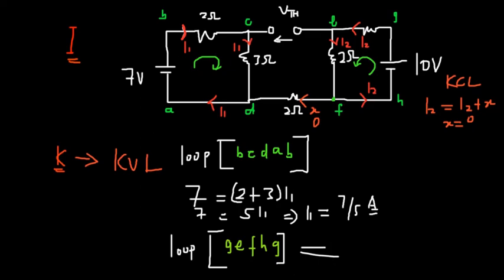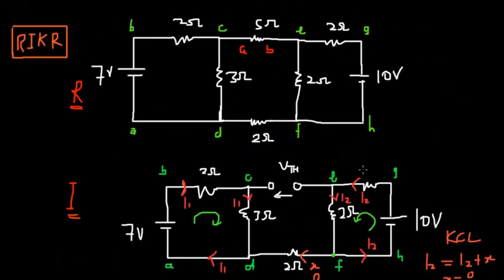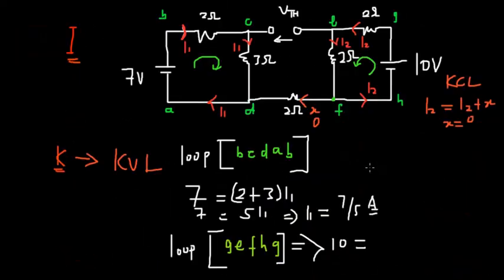That will give us 10 volts. 10 equals the current direction plus loop direction. So we have a 2 ohm resistor, and this one I didn't write is also 2 ohm. So we have 2 ohm and then 2 ohm. The current is the same, I2, so just like this one we have 2 plus 2 with the same I2.